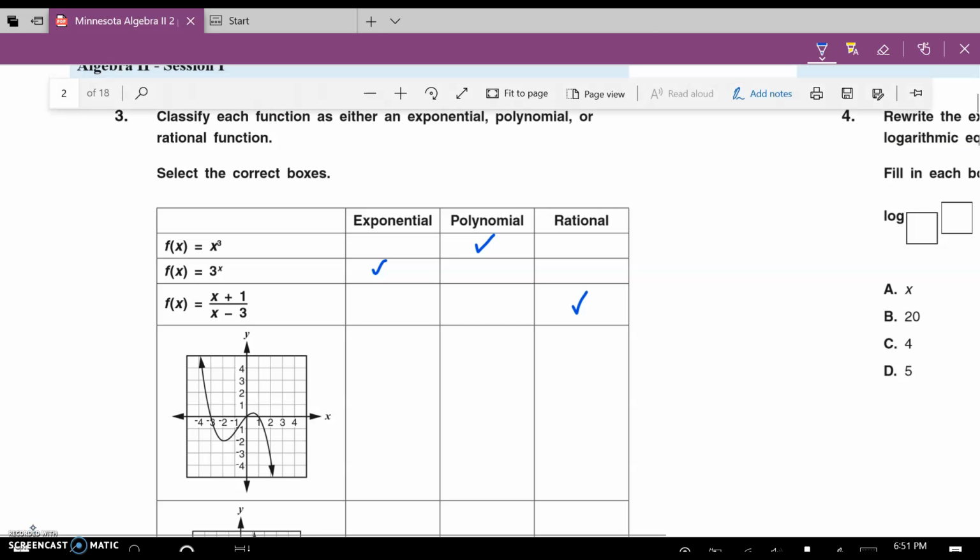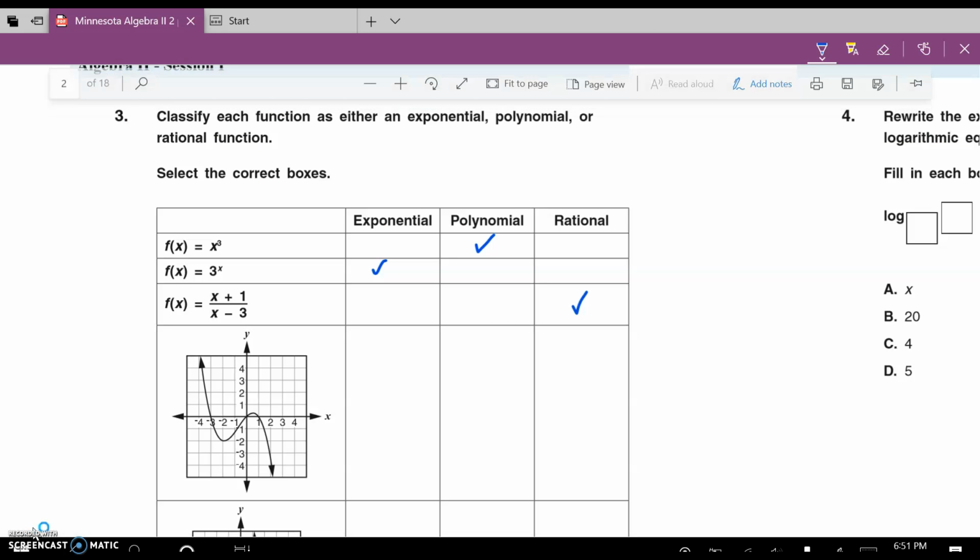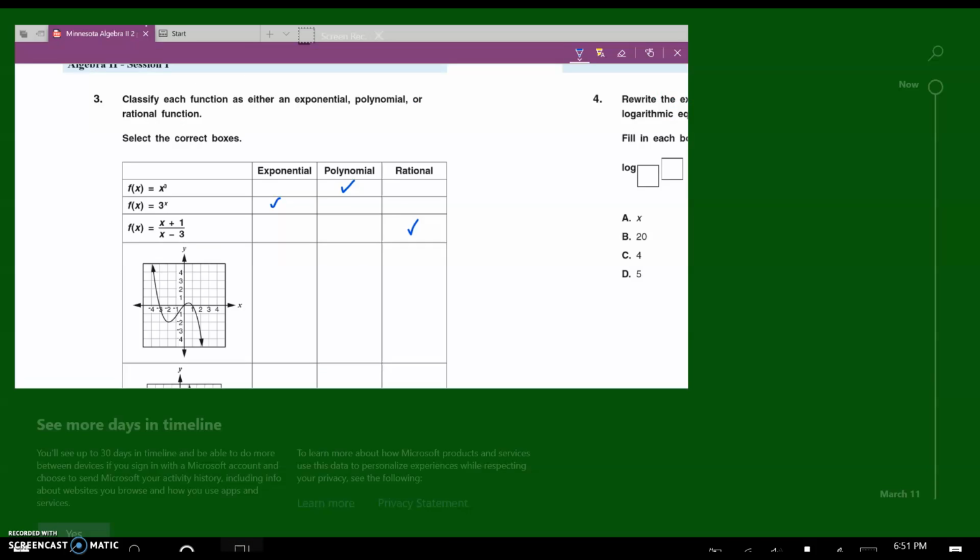Well, oh no. Oh no, I messed all the way up.